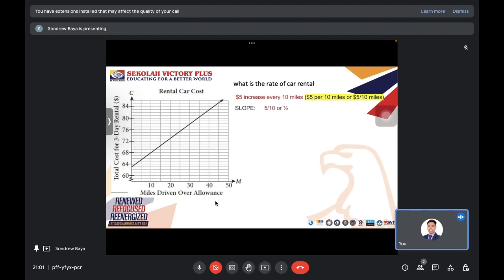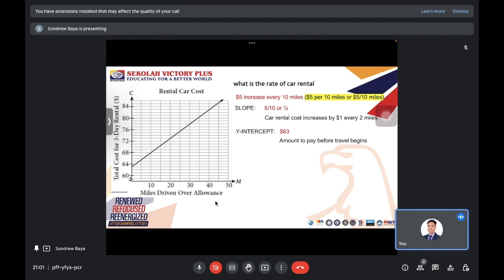Now, since we already discussed slope, this time 5 per 10 miles is no longer accepted as the simplified form. So we have to simplify it further, thus the slope would be 1 half. 1 half means car rental cost increases by $1 every 2 miles. Here, the y-intercept is $63. Again, we already discussed what y-intercept is. This means that this is the amount to pay before travel begins.